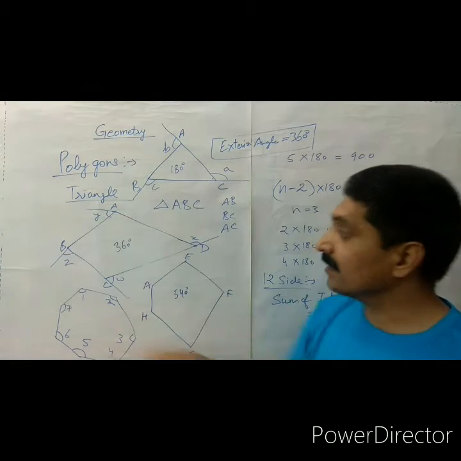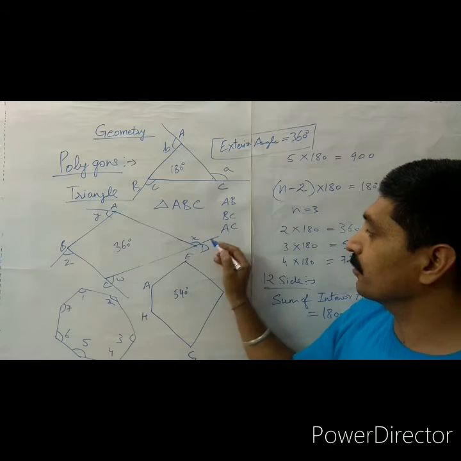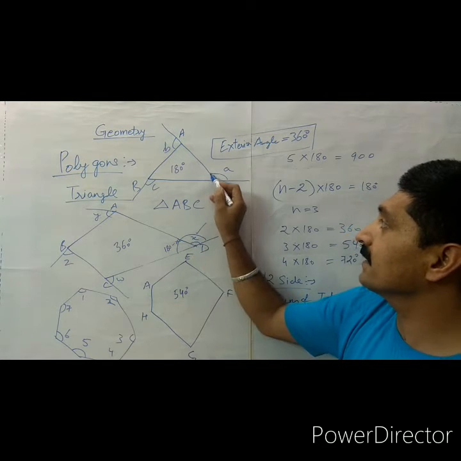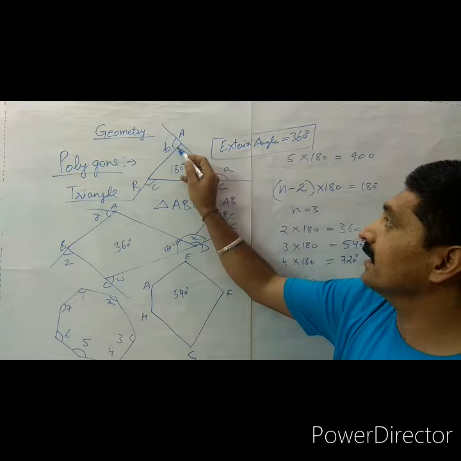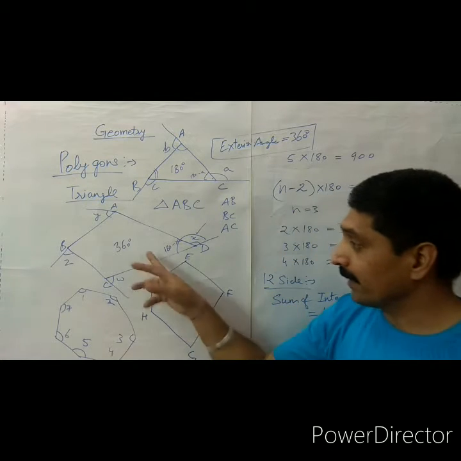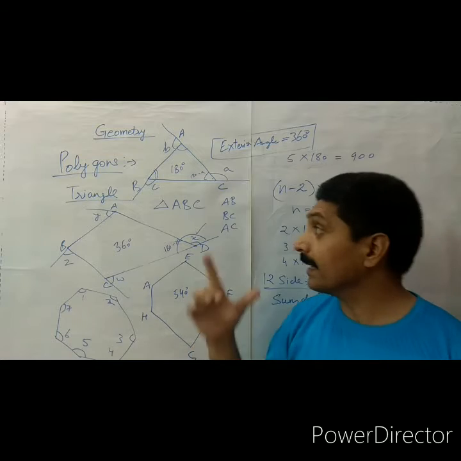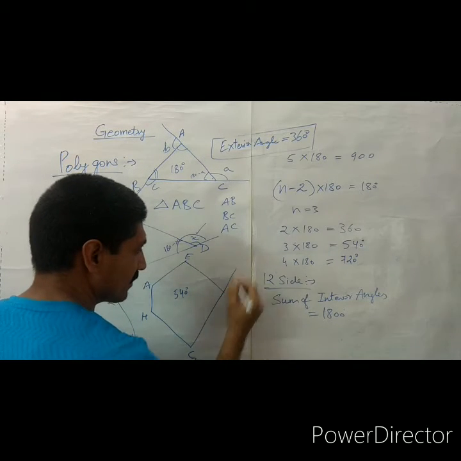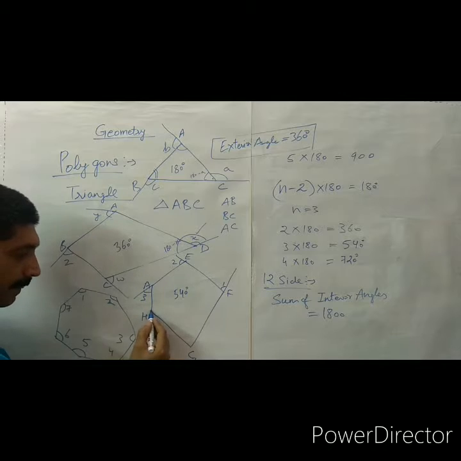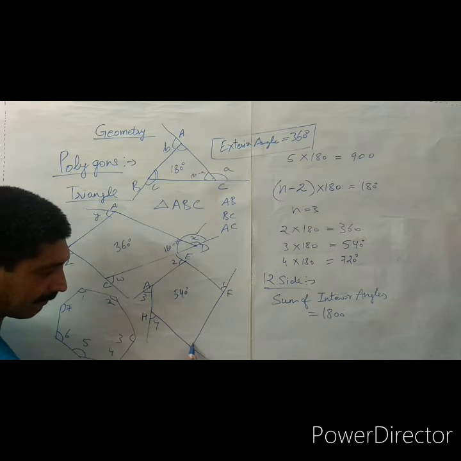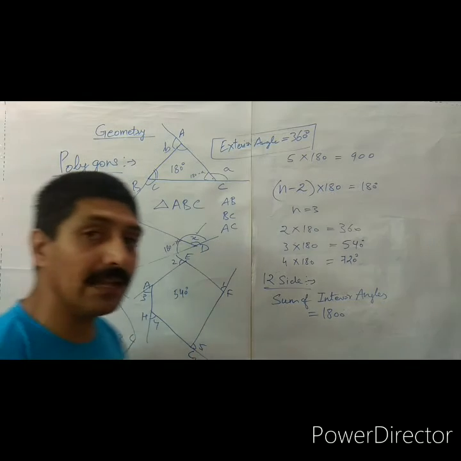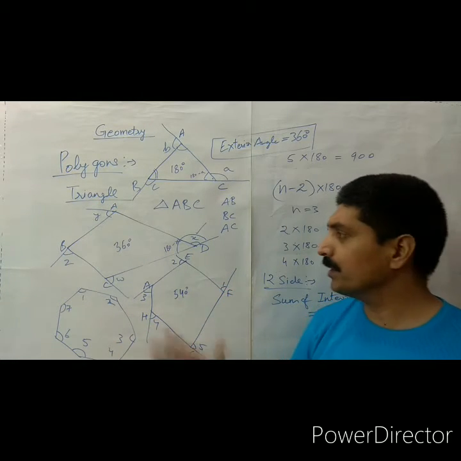In other polygons also, we can apply this concept of linear pair of angles. If we know the interior angle X, the exterior angle is always 180 minus X. Like here, this angle is 180 minus A, this angle is 180 minus B, and this angle is 180 minus C. So for any polygon, the exterior angles are angle 1, angle 2, angle 3, angle 4, and angle 5. The sum of angle 1 plus angle 2 plus angle 3 plus angle 4 plus angle 5 is always 360 degrees.